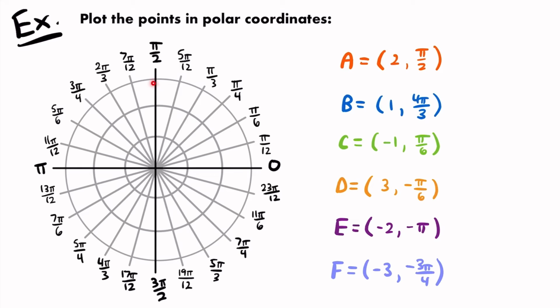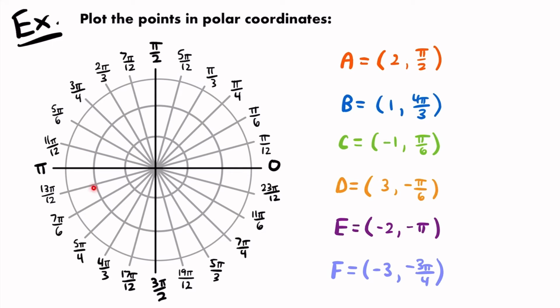So our point is going to be somewhere along this line, and the exact location is going to be determined by the radius, which is 2. Since that radius is 2, we're going to measure a distance of 2 from the origin. And that distance is represented by these circles. This first circle represents a radius of 1, this second circle represents a radius of 2, and this third circle represents a radius of 3.